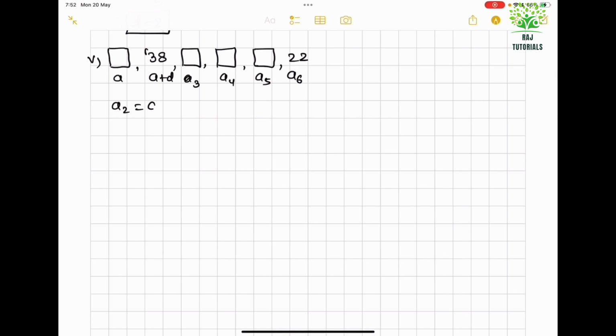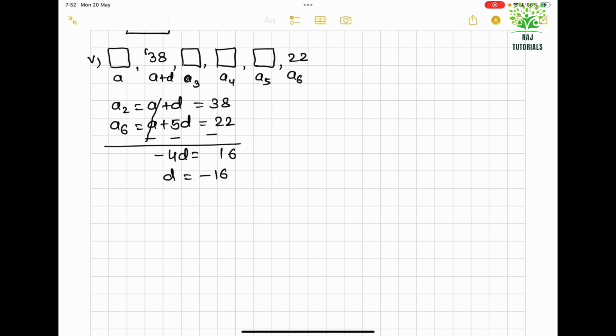So A2, that is A plus D, equal to 38. And A6, that is A plus 5D, equal to 22. So if I do the elimination method here, A cancels, minus 4D will be 16. So D will be minus 16 by 4. So D equal to minus 4. Now I got D, so I can get all the values.